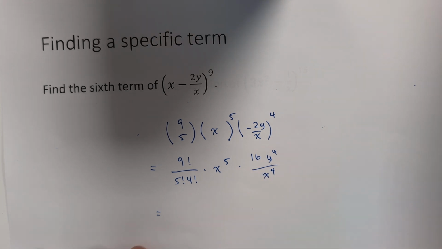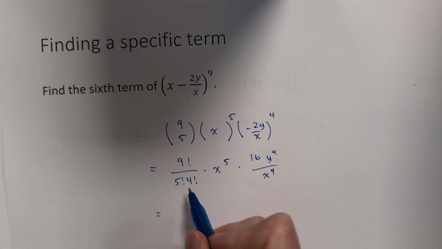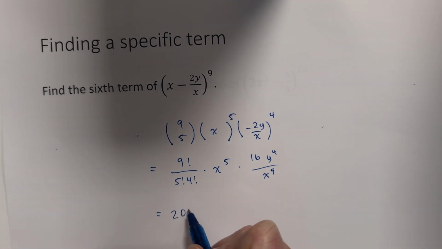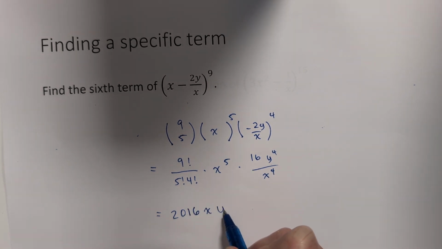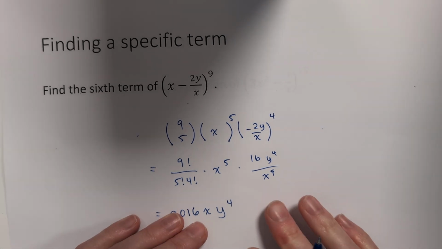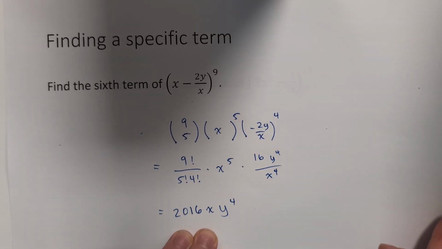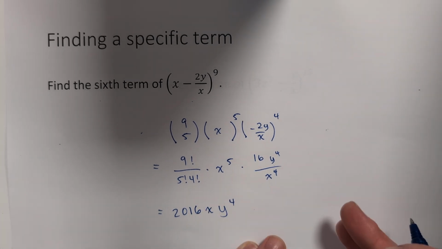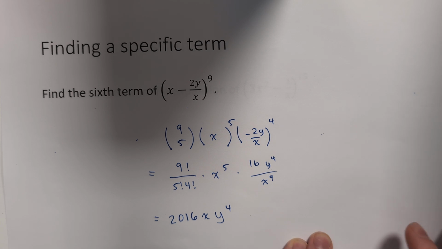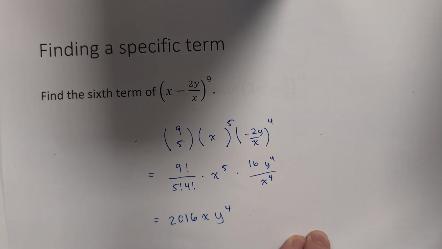And then times 16. And what you will get when you multiply all those coefficients is 2016. We'll just have a singular x because those cancel, y to the 4th. So this would be the sixth term if we were counting in a certain order. And again, usually they'll be a little bit more specific, but you don't need to find everything. And usually they won't ask you to. It's just a waste of time.